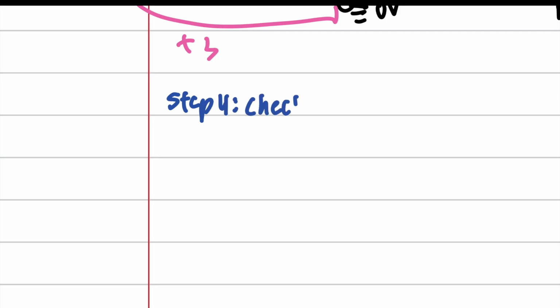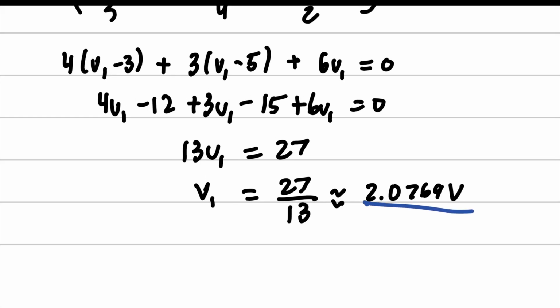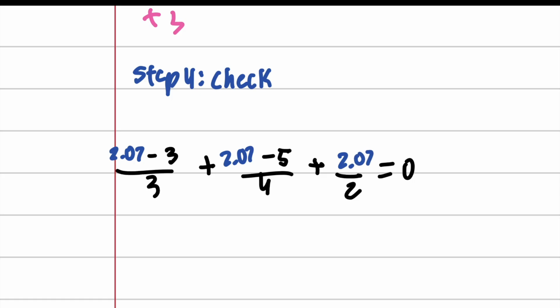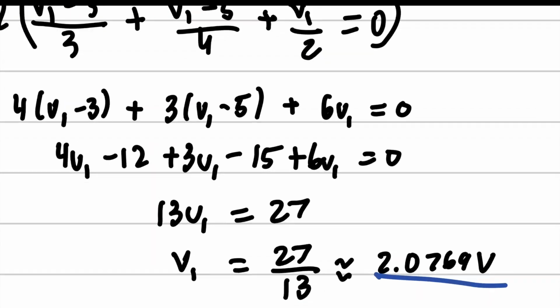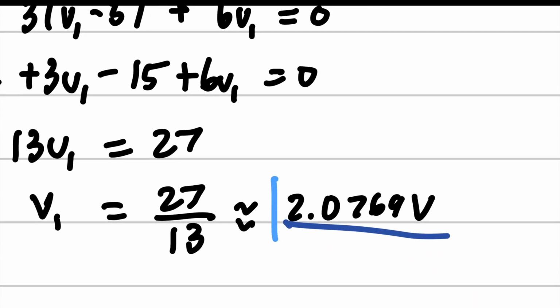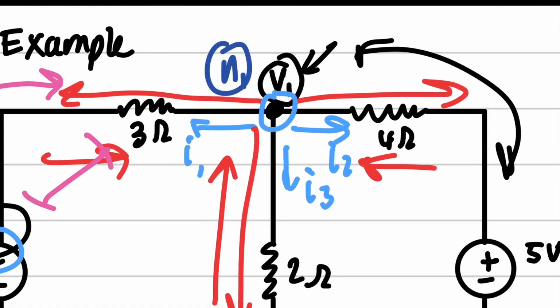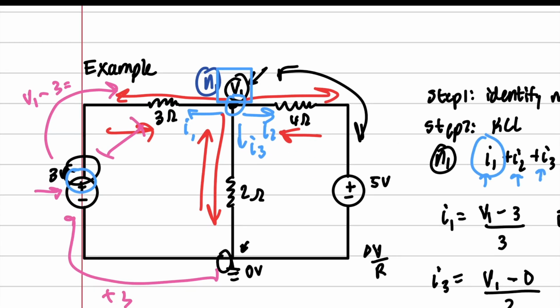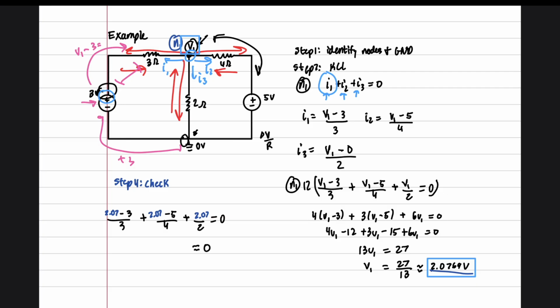And doing step 4, which is the check, we're simply going to plug this number into the equation that we had made right here. Plugging this into the calculator, we get approximately 0, which is what we want. So the answer is 2.0769 volts, and we are going to do more problems like this in the future, a little more complicated, because there are a lot of different types of these nodal analysis problems that you will be seeing.